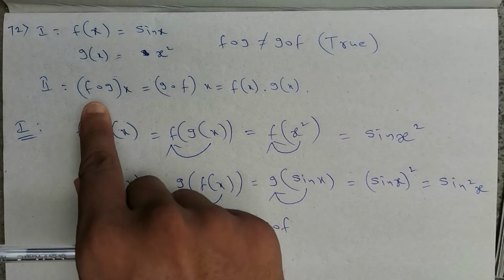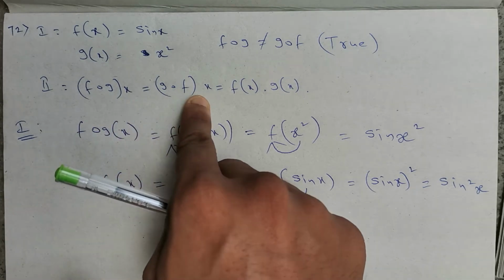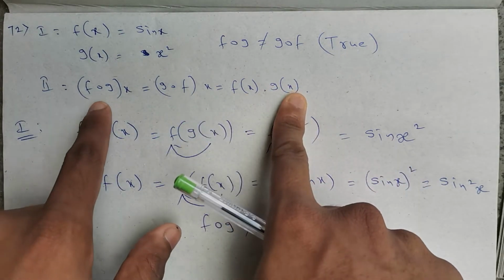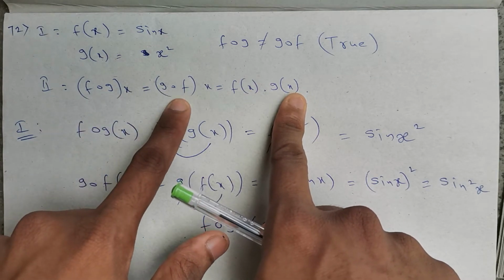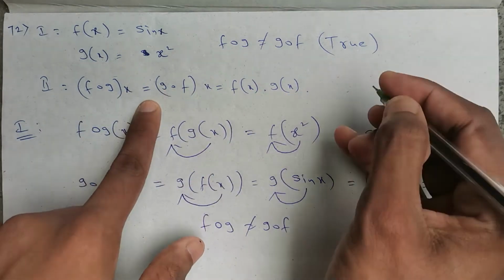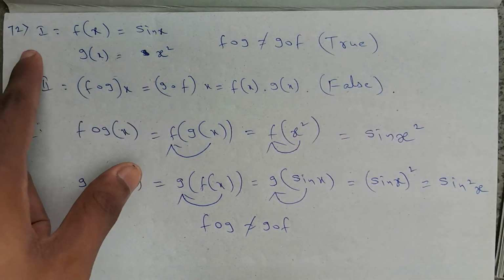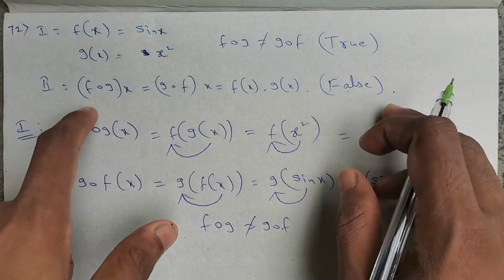Next, second statement, f of g of x is equal to g of f of x is equal to f of x into g of x. Already we know clearly f of g of x is not equal to g of f of x. So he gave it is equal. So this statement will become false. Statement 1 is true, statement 2 is false.